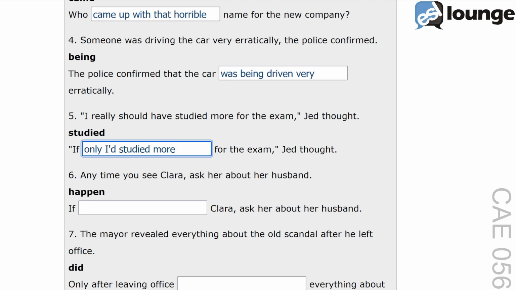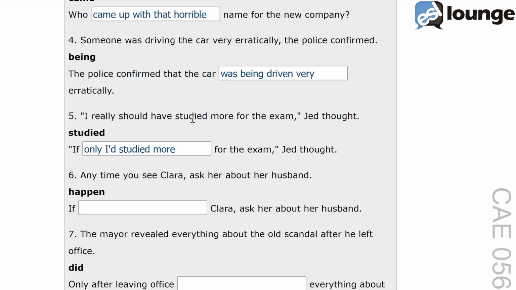The phrase, "if only I'd studied," expresses regret about a past action that could have been done differently. This structure is often used to reflect on past decisions. Another example, "If only I'd saved more money, I could buy a house now."